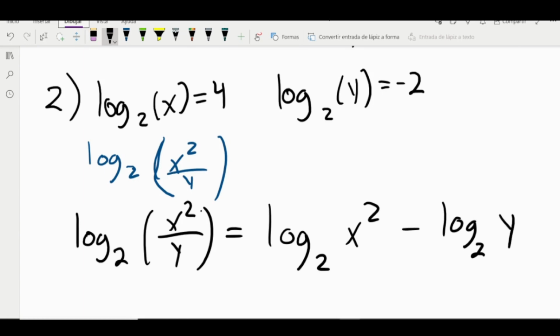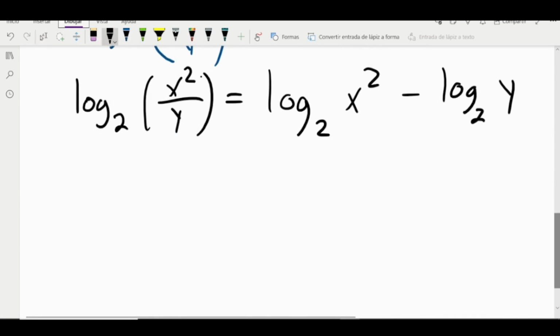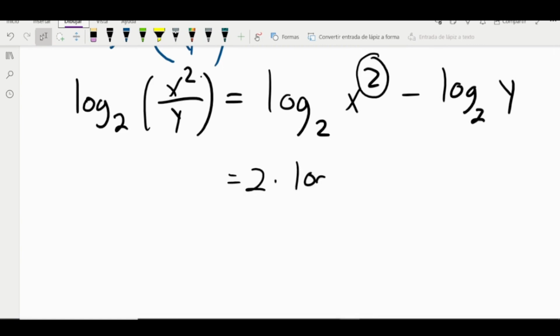And now, one situation here. We have this logarithm base 2 of x squared, so we have an exponent. The exponent is going to be a coefficient. So it's going to be 2 times logarithm base 2 of x minus logarithm base 2 of y.